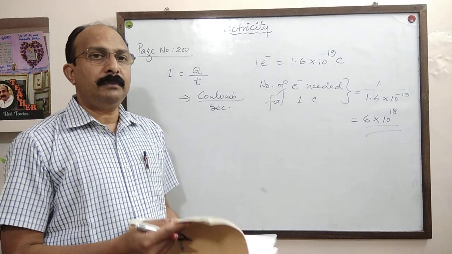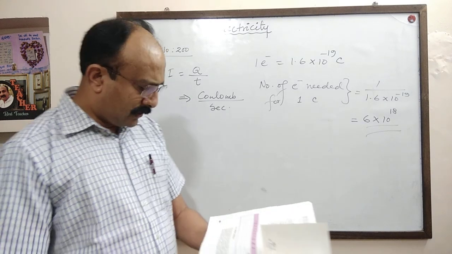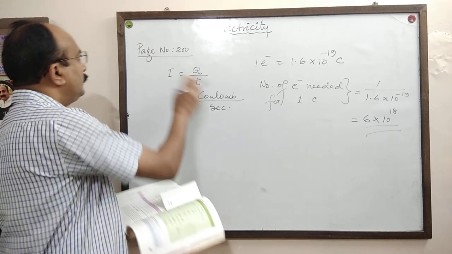So in page number 200 there were 3 questions. Now page number 202.